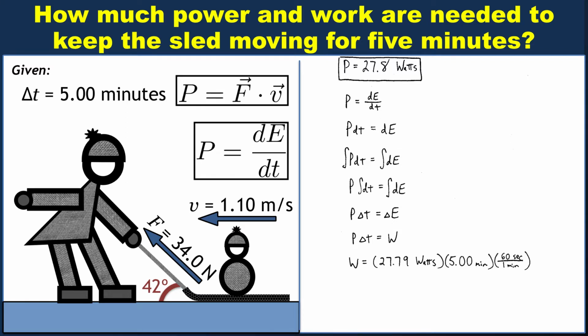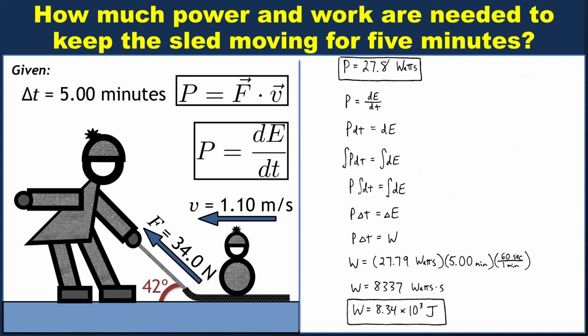therefore we can put in our values for the power and the time interval. The power, using a little more precision, was 27.79 watts, the time interval was 5 minutes, which we should convert to seconds so that we get out sensible units for the work, and we get that the work is 8337 watts times seconds. Remember, a watt is a joule per second, so that gets us back to joules. The work is 8.34 times 10 to the third joules.